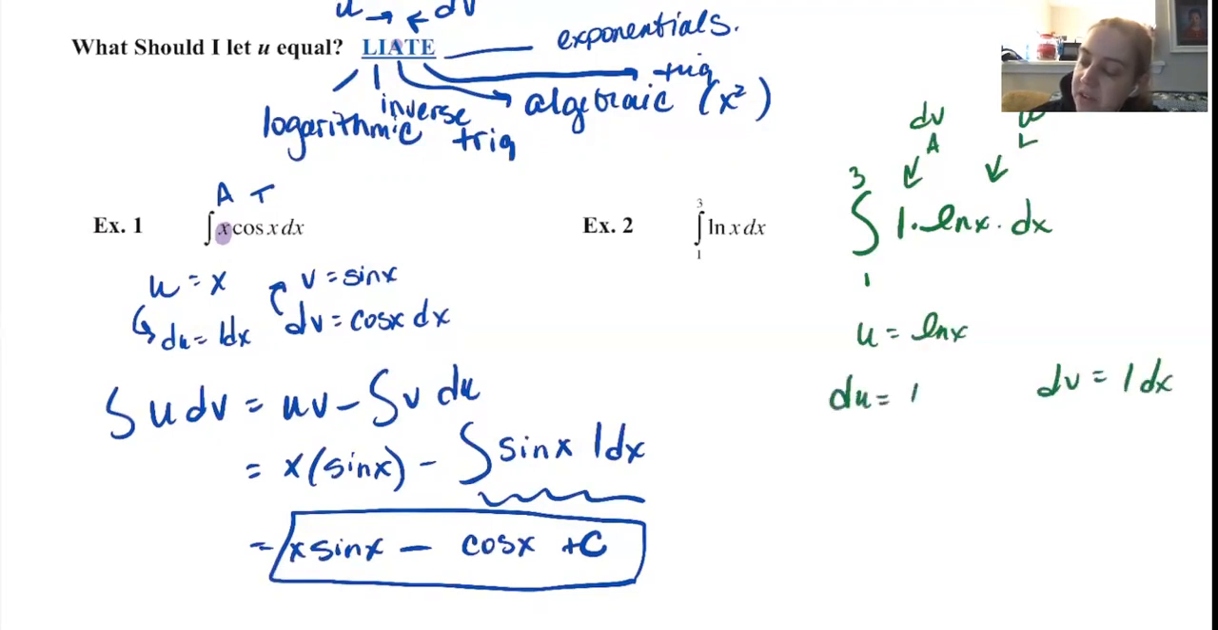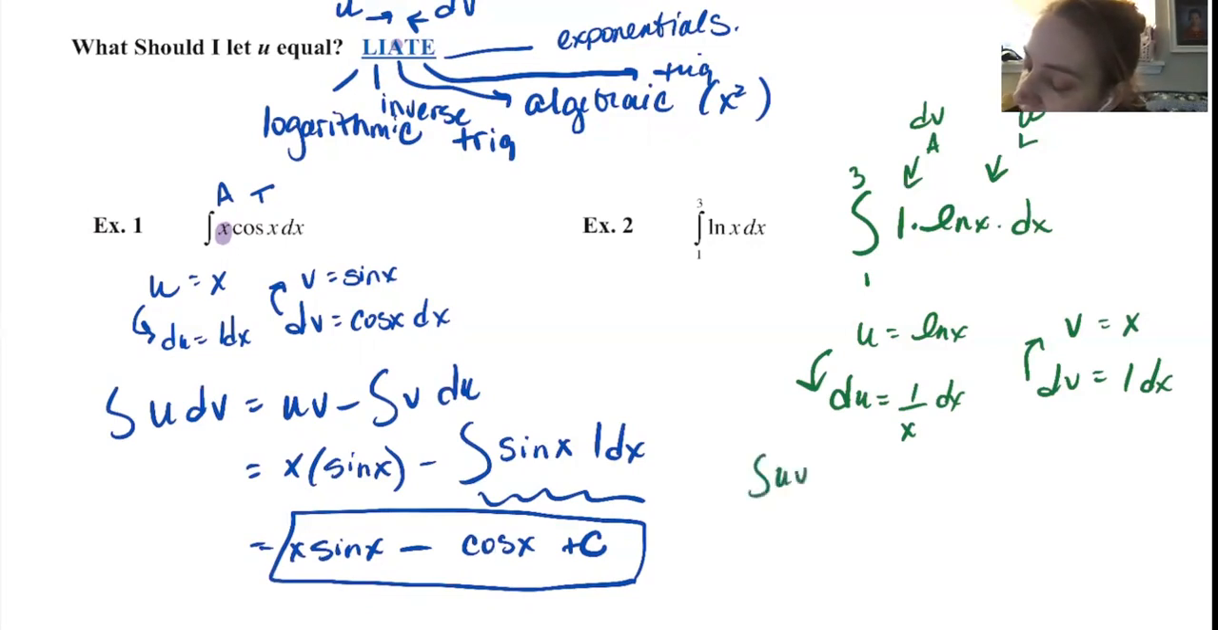The derivative of natural log is 1 over x, and the integral of dV, or 1 dx, the integral of 1 dx is x. Now, it's really, really important that you label your work and that you're nice and neat and tidy about what you're doing. Now, for the formula, the integral of u dv is uv, sorry, extra steps today, minus the integral of v du.